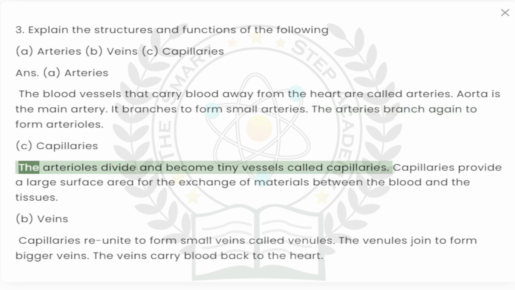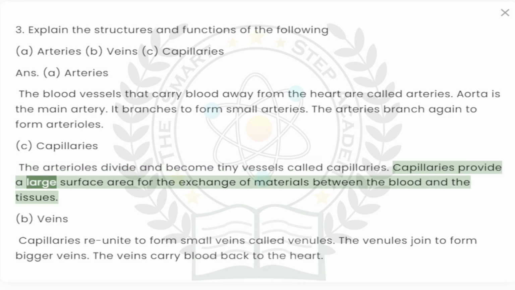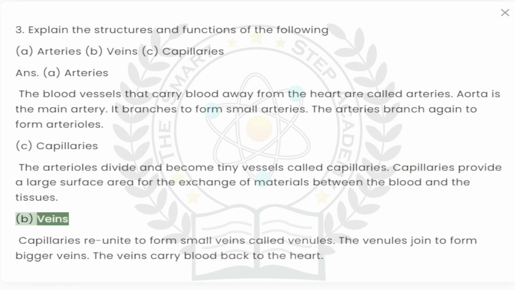Capillaries. The arterioles divide and become tiny vessels called capillaries. Capillaries provide a large surface area for the exchange of materials between the blood and the tissues. Veins. Capillaries reunite to form small veins called venules. The venules join to form bigger veins. The veins carry blood back to the heart.